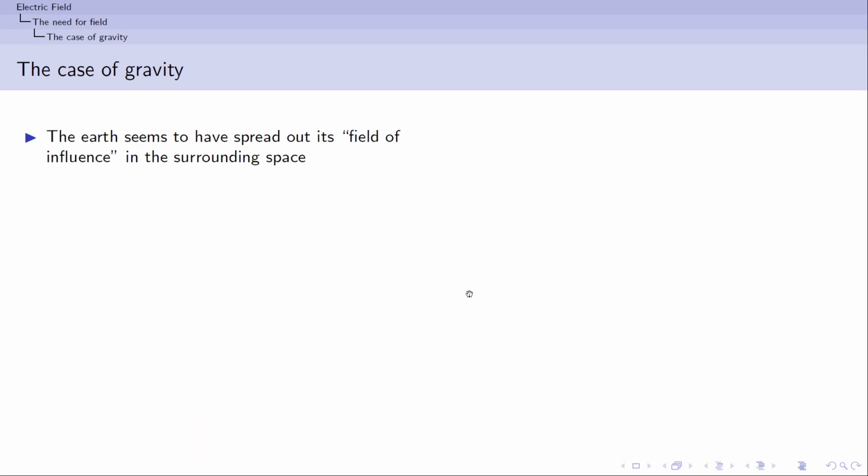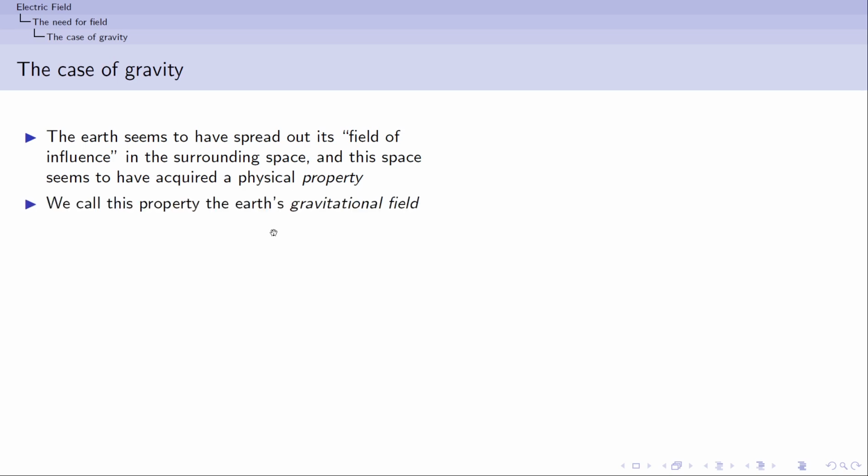Okay, so the earth seems to have spread its field of influence in the surrounding space. There is some kind of field of influence that the earth seems to have generated in the surrounding space, and this space seems to have acquired a physical property. This field of influence seems to have imparted some kind of physical property to the given space. So we call this property the earth's gravitational field.